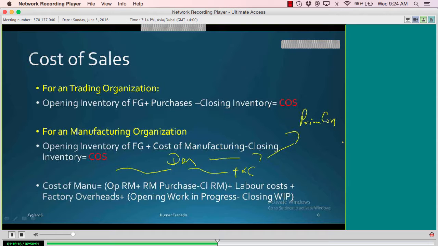Together we call it prime cost. Then to that we add the factory overhead. Then we do an adjustment for opening work in progress. If it is more than the closing work in progress, the difference, we add it up. But if it is less, then we deduct it, and that's what we call cost of manufacture.